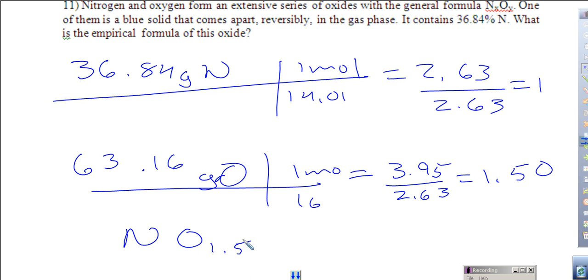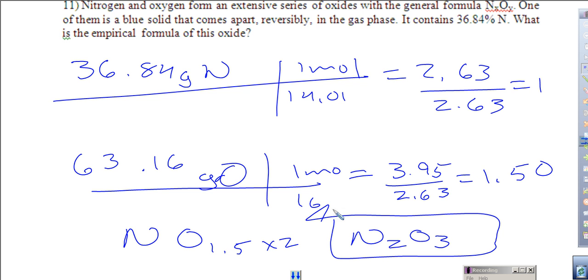You can't have that. So what you do is you multiply this whole thing. You're starting at 2. Then you go to 3 if that doesn't work, and then you go to 4 if that doesn't work. So in this case, if you multiply the whole thing by 2, you get N2O3, which is the right answer. All right? So whenever you're multiplying, that's what I'm talking about right there. All right, so back to the review.